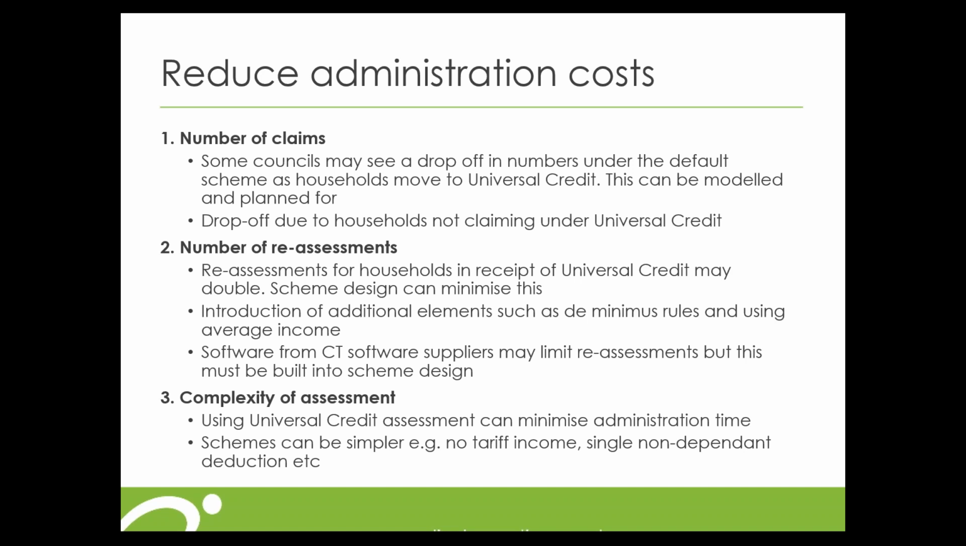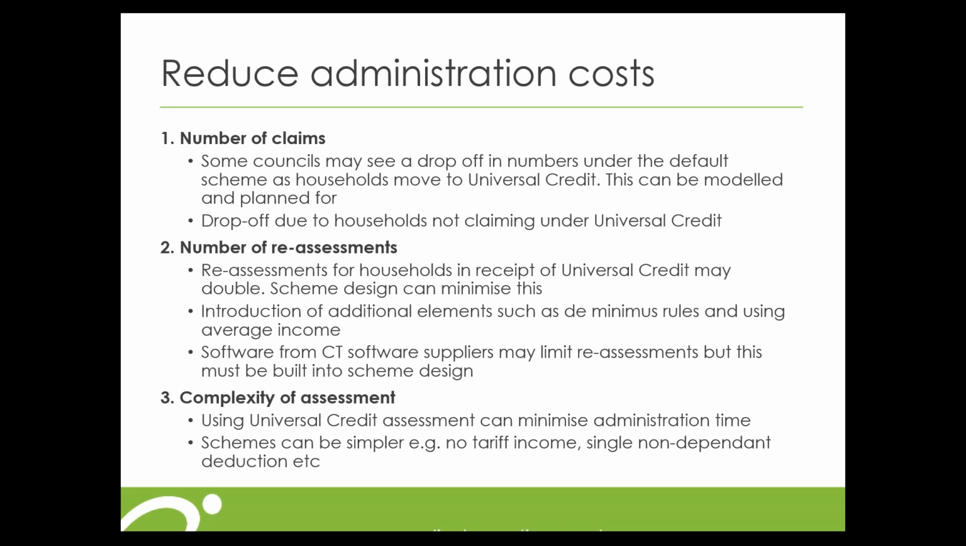The number of reassessments, as we've seen, can double, and you can introduce scheme designs to reduce these, either through de minimis rules, or what we're seeing a lot more of now is local authorities building averaging of UC into their scheme design. So like currently where benefit is awarded for a certain period based on average incomes, they're going to use average UC. And I think that's the way we can go.